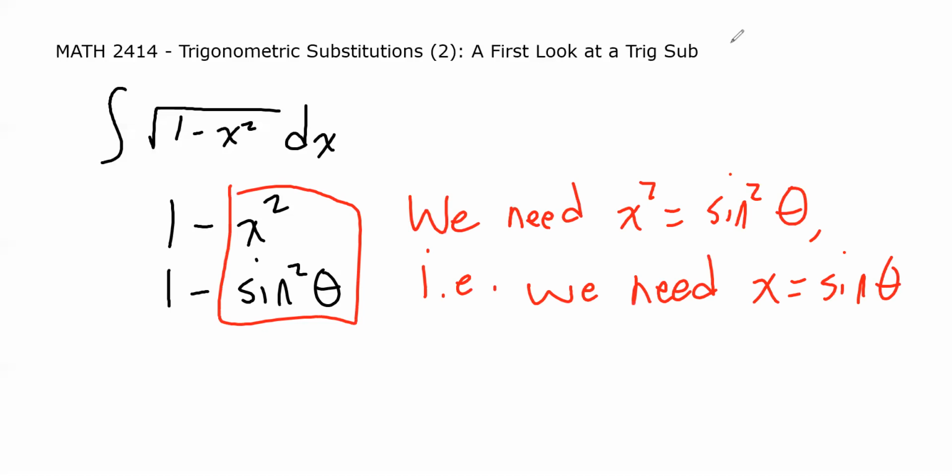Quick comment though, in order for substitutions to work, the function that we put in there has to satisfy some conditions, such as being 1-to-1, which means it has an inverse. But without worrying about that too much, we'll categorize that in a couple more videos. But keep in mind that there are technically some restrictions on what theta can equal. In this particular case, theta could be between negative pi over 2 and pi over 2. But again, we'll worry about that later.